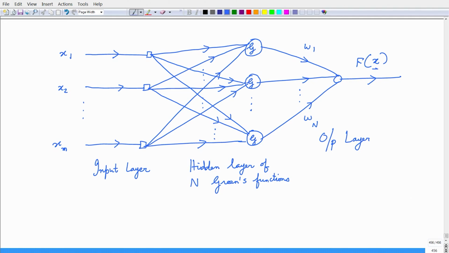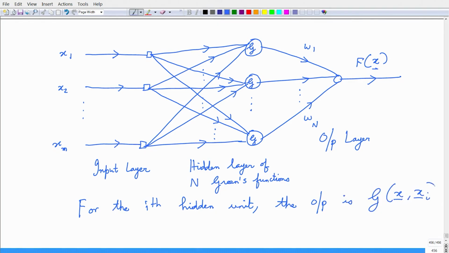Okay. So, there is one hidden unit for each data point xi, and the output of the ith hidden unit is basically this Green's function g of x comma xi. So, for the ith hidden unit, the output is g of x comma xi.